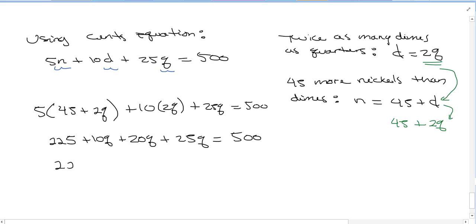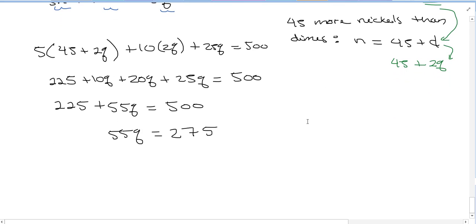Combine my terms. I'm going to have 225 plus 10 plus 20 is 30, plus 25 is 55Q equals 500. Subtract 225 from both sides, so 55Q equals 500 minus 225. What is that? 275, I believe. You know me, that is wrong. And divide both sides by 55 to get Q. And so we end up with Q is equal to 275 divided by 55. And using my calculator on that, I get 5.